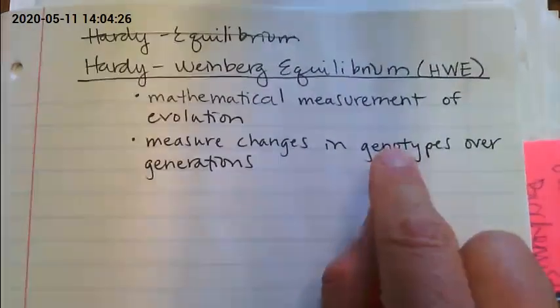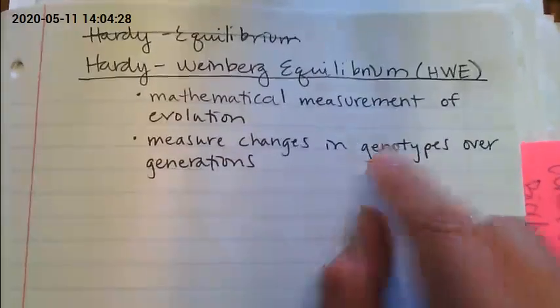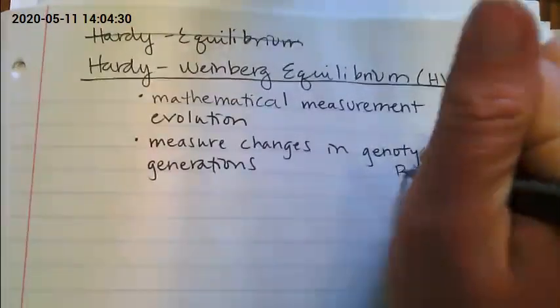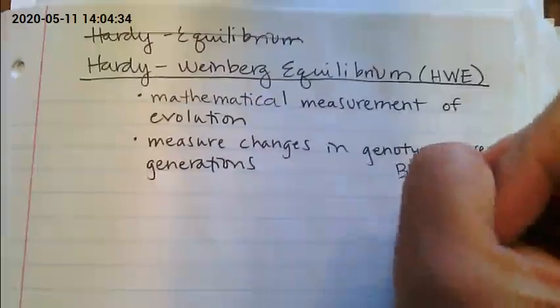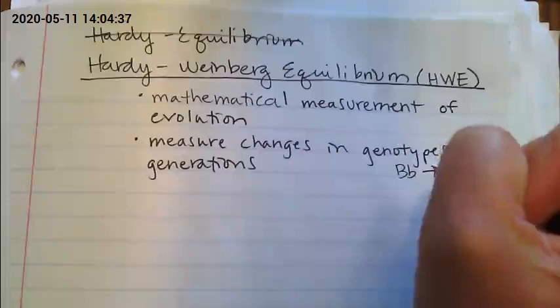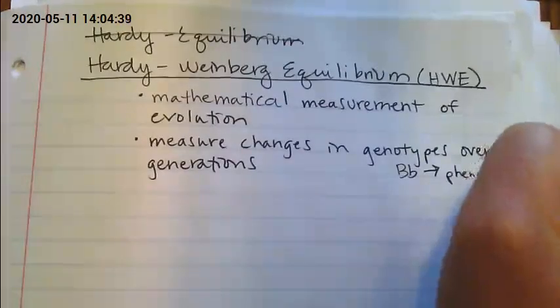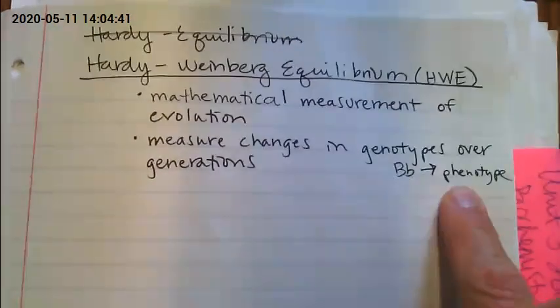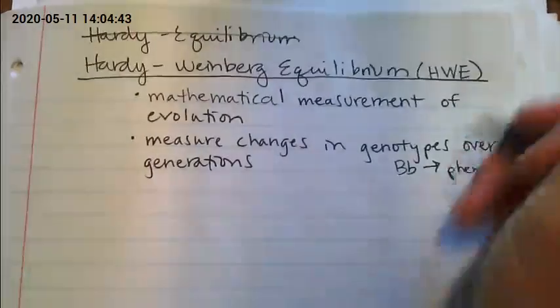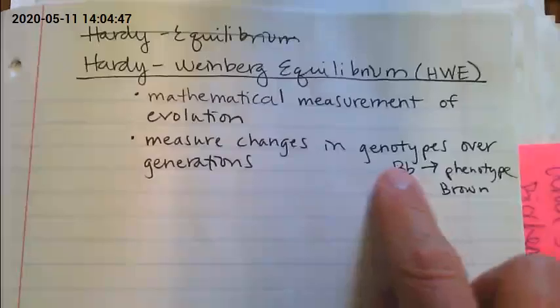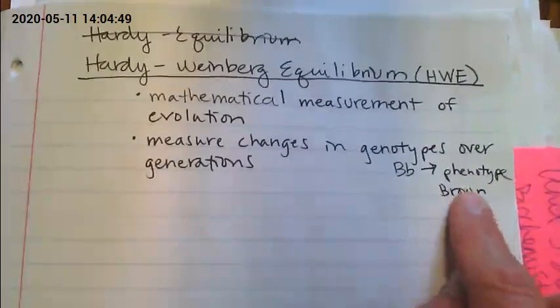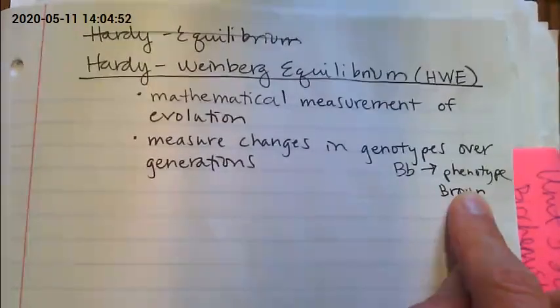Okay, so remember a genotype is like this, right? This is your genotype. And that genotype is going to produce something called a phenotype, right? That's what we actually look at, what we can see. So the phenotype here would maybe be brown eyes or brown hair. Okay, so this is the genotype. It's going to make a phenotype, which is like something you can physically see.